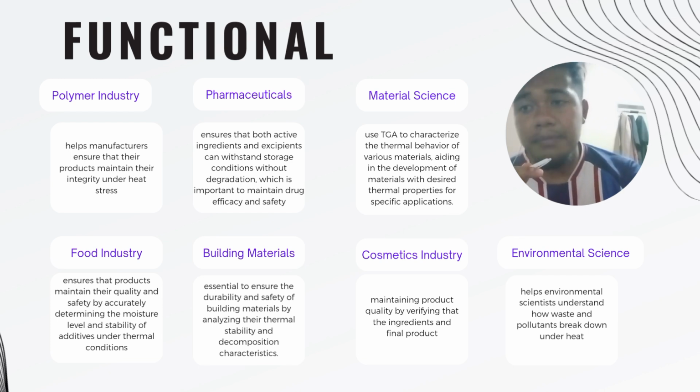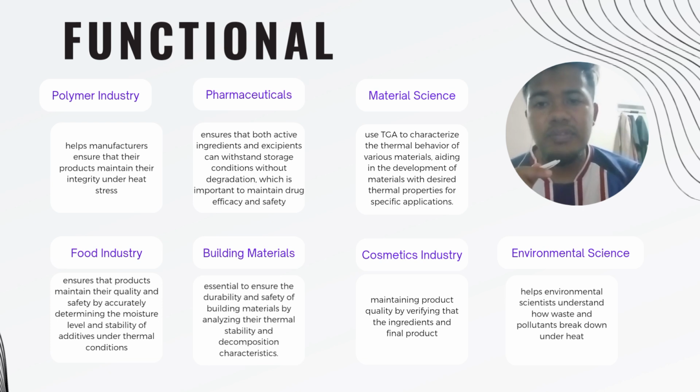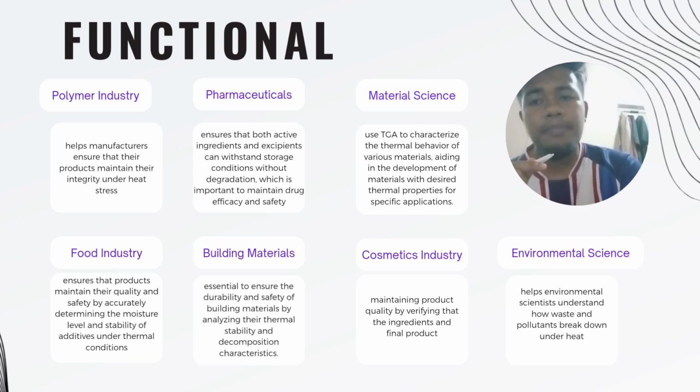efficacy and safety. Next is material science. Material science uses TGA to characterize the thermal behavior of various materials, aiding in the development of materials with desired thermal properties for specific applications. For environmental science, TGA helps environmental scientists understand how waste and pollutants break down under heat, which is important for creating effective recycling and disposal methods.